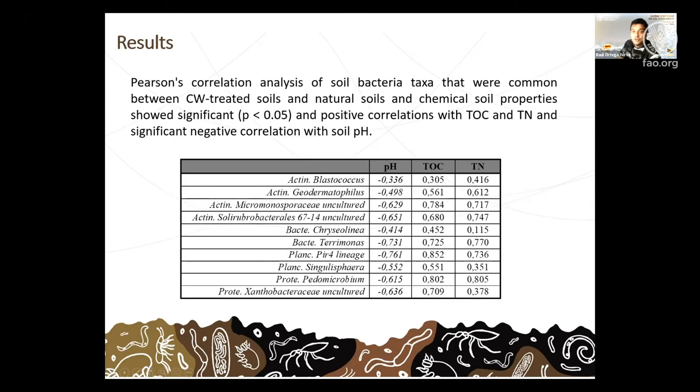On this table, we show bacterial taxa that, on one hand, were common in natural and amended soils, but were not present in controlled soils, I mean soils without input of organic matter. And on the other hand, they show statistical significance with chemical properties. We can see that all these taxa are positively correlated with total organic carbon and total nitrogen, which clearly shows the establishment of bacterial taxa in composted soils with similar behavior to other more mature soils, in this case, natural soils.